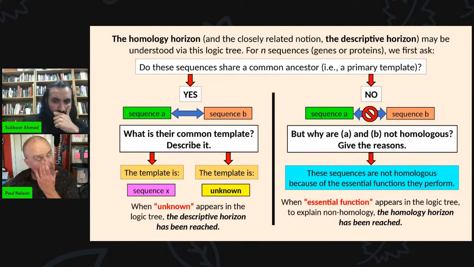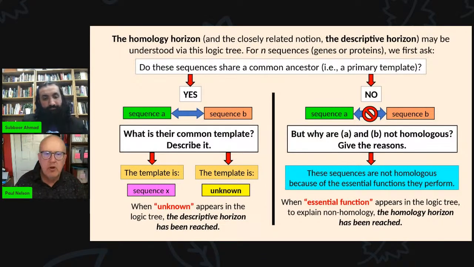So, how do these two horizons relate to each other? Well, here's a question that we can ask about any two sequences or any number of sequences. Do they share a common ancestor? The answer is yes. Here are sequence A and sequence B, but it really could be N, any number of sequences. We have to describe their common template. Now, either we can describe it, sequence X, or we cannot. If we can't, if unknown appears in our logic tree, we have come to the descriptive horizon.